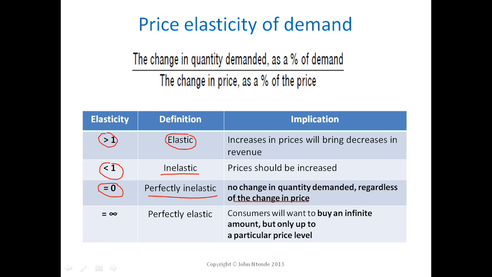Then there is a condition when the elasticity is infinity. This is referred to as perfectly elastic. The implication here is that customers will want to buy an infinite amount, but only up to a particular level. So a slight increase in price for a perfectly elastic product will return the demand to 0. So customers can buy as much as possible, but only up to a certain point of price.